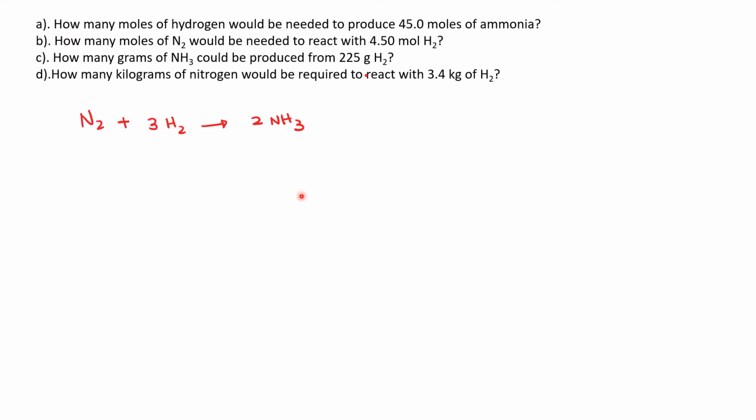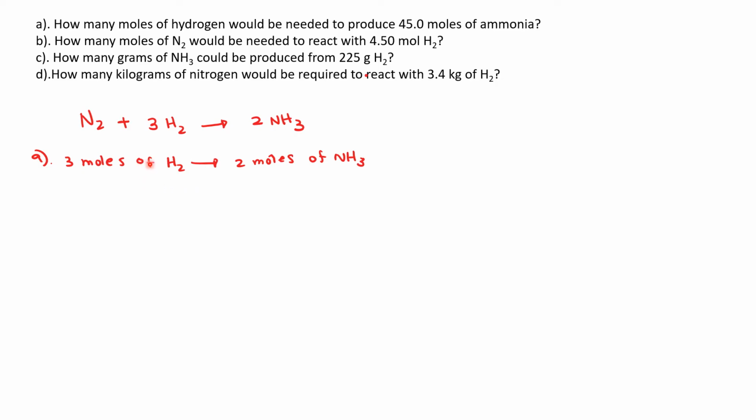This is the equation. How many moles of hydrogen would be needed to produce 45 moles of ammonia? So you have nitrogen reacting with hydrogen to produce ammonia. You need to check whether the equation is balanced. 2 nitrogens, 2 nitrogens, 3 hydrogens and 3 hydrogens. The equation is balanced. When we ask questions in moles and it relates to moles, these are the easiest type of calculations to do.